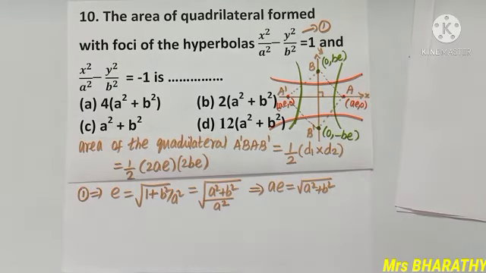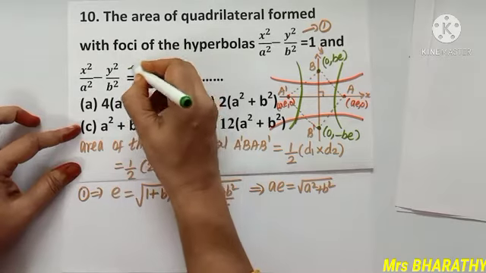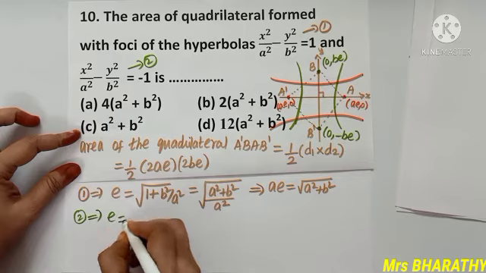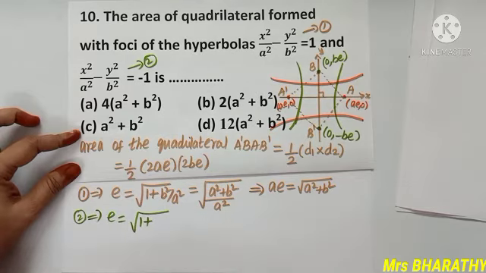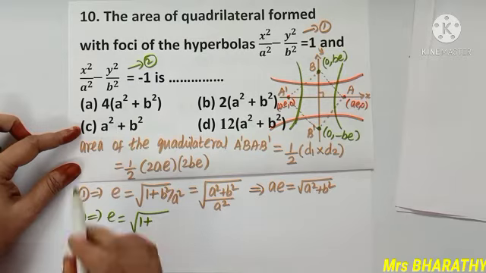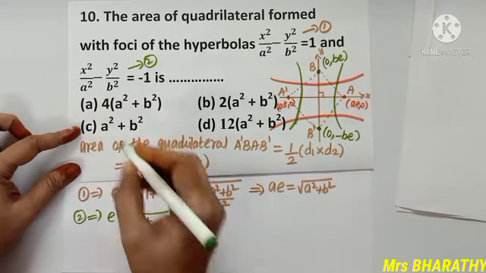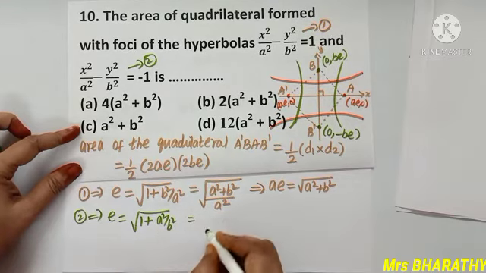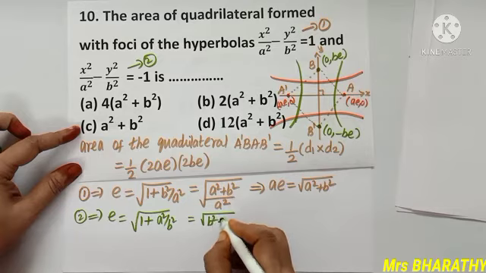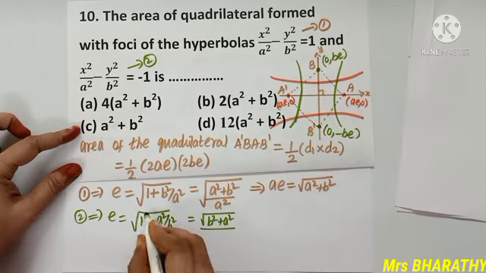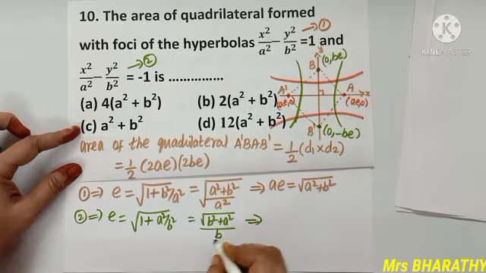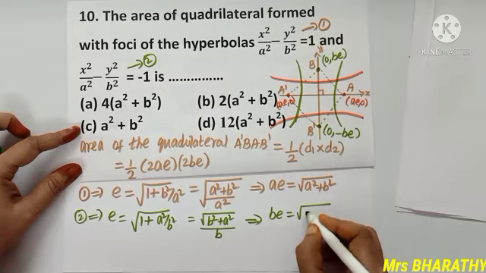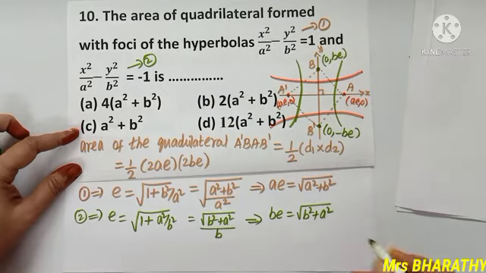For the second hyperbola, this is second type. Here I have E equals root of 1 plus, now this is second pattern, so my formula is A square by B square. If I take LCM, it is root of B square plus A square by B square, square root is B. As I cross multiply, it is B into E, that is root of B square plus A square.